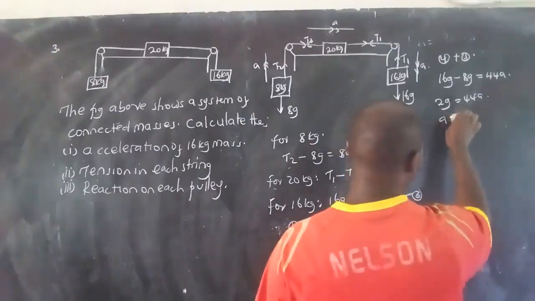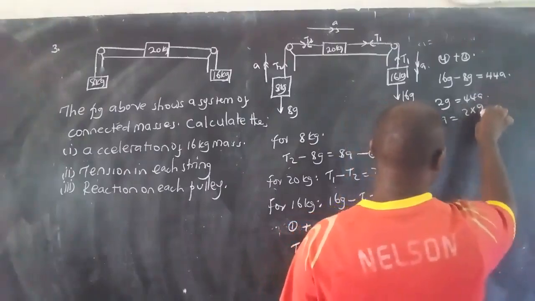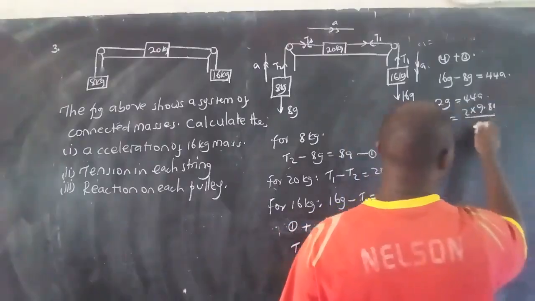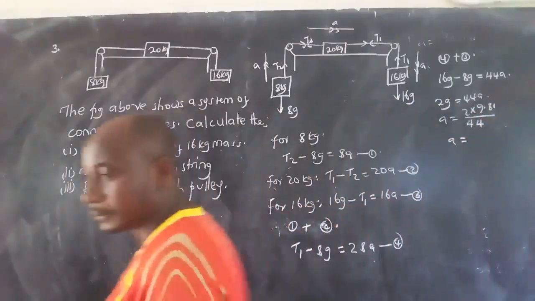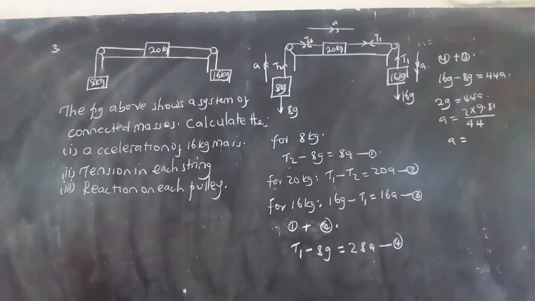So our A will become 8 times 9.81 divided by 44. So what will be our acceleration? Use a calculator. Do you get something like 8 times what do you get here?